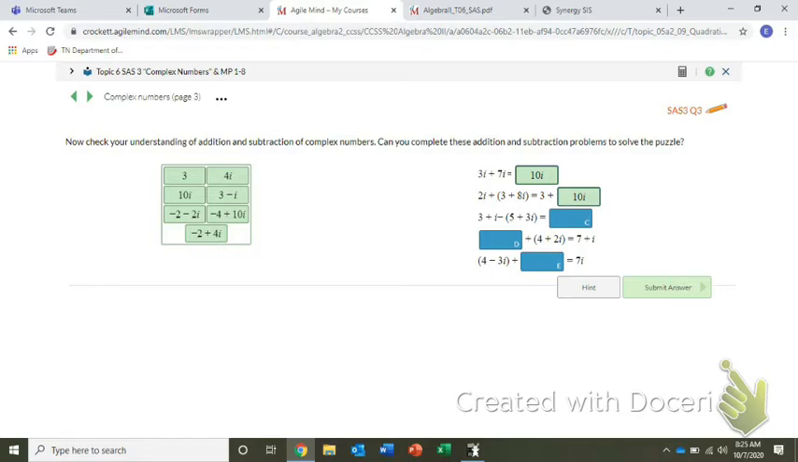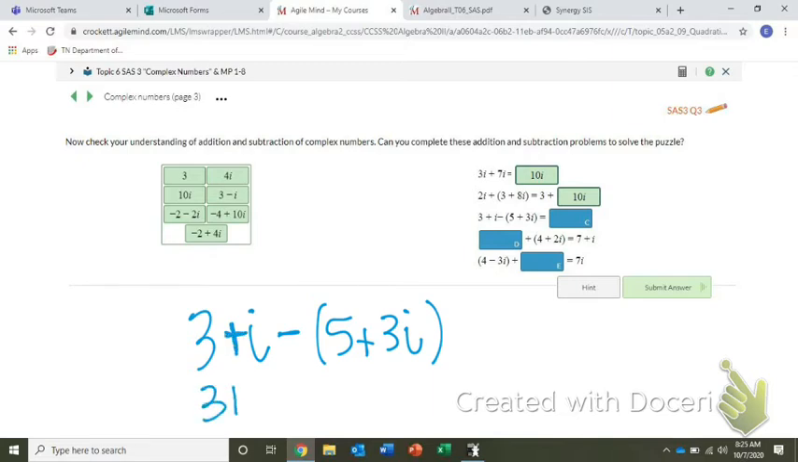All right, the next one. We have 3 plus i minus (5 plus 3i). Sam, what do I have to do with that negative sign? Distribute it. So we have 3 plus i, and that'll make that a minus 5 minus 3i.